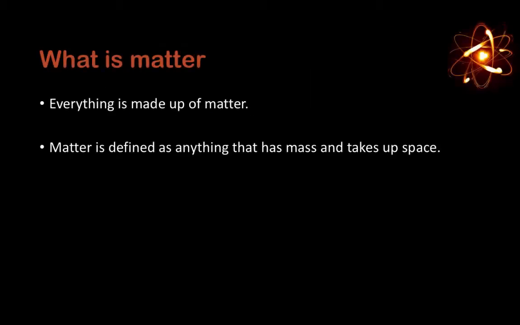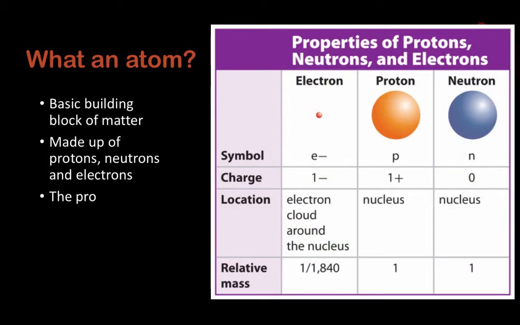Let's start from the beginning. At one point in time, we've all learned what matter is. Everything is made up of matter, and matter is defined as anything that has mass and takes up space. We move to the idea of an atom, and an atom is the basic building block of matter. They contain protons with positive charges, neutrons with no charge, and electrons with a negative charge. The mass of the proton and the neutrons are very similar, with the mass of the electron being very small comparatively. The proton is what is used to organize the atom to the periodic table of elements.